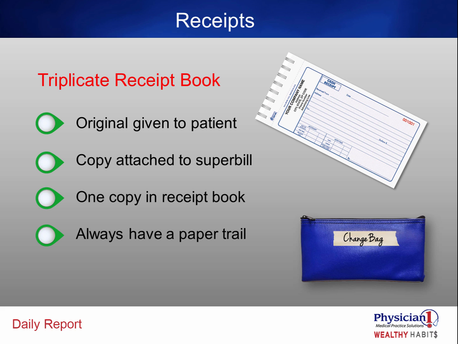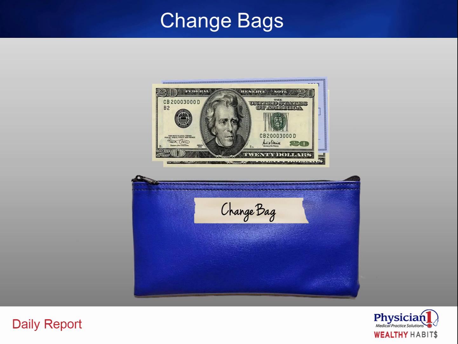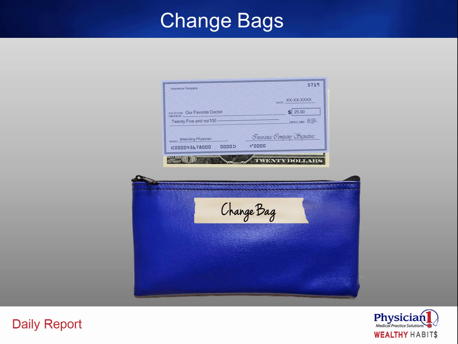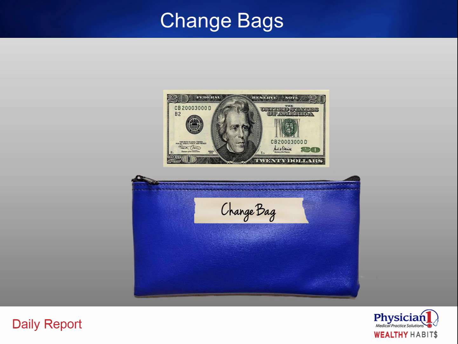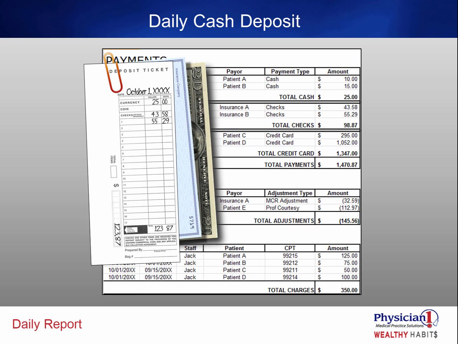As patients pay throughout the day, checks and cash are placed in the change bag. At the end of the day, when the daily report is printed, everything should be reconciled and in balance. Cash and checks should match the printout and a corresponding deposit slip made. There should still be $200 left in the change bag to start the next day.